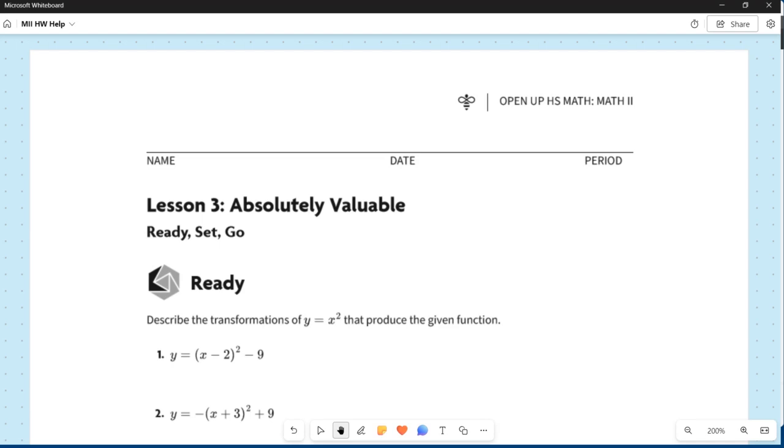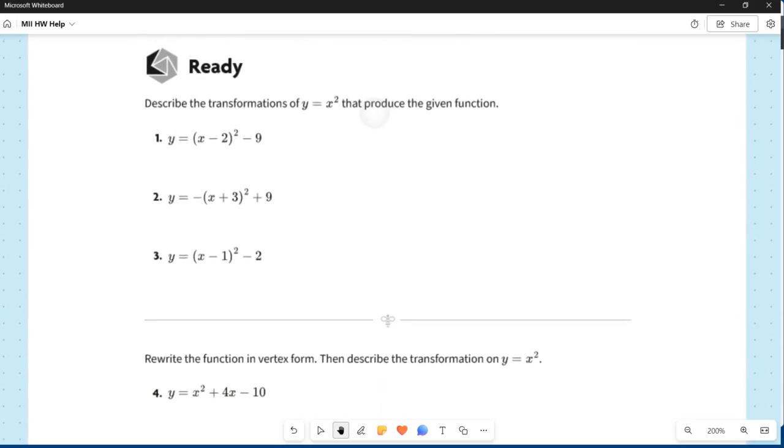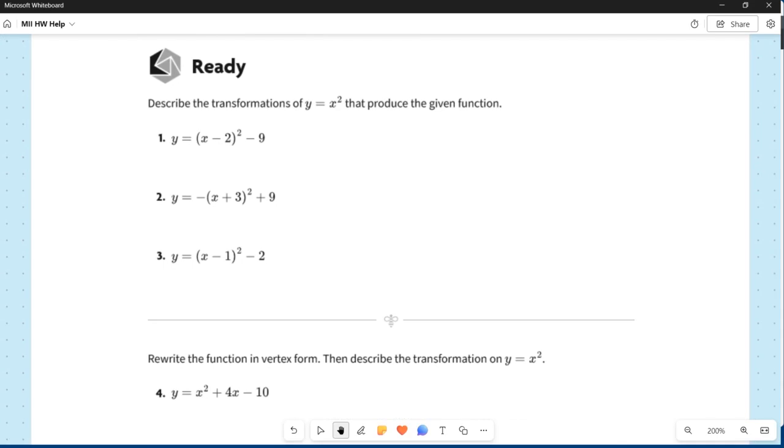Today we're going to be looking at Unit 4, More Functions, More Features, which I believe was originally called Mo Money, Mo Problems, and then they decided to change it for some reason. Lesson 3, Absolutely Valuable. Starting with the Ready section, describe the transformations of y equals x squared, that's the parent function for quadratics, that produce the given function.